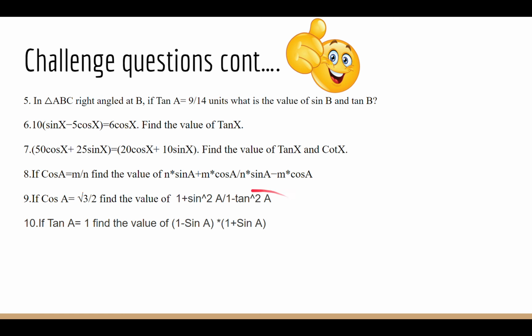And question number 10 is just the same as question number 9. So you have tan A is equal to 1. So where in the table does 1 come in the tan column? You can find it on your own, and then just substitute the value of A in sine A. So that's how you do question number 9 and 10.